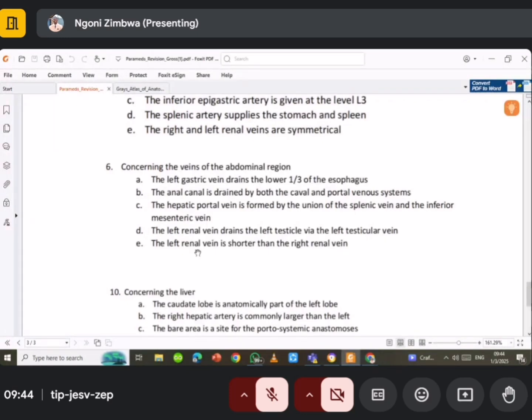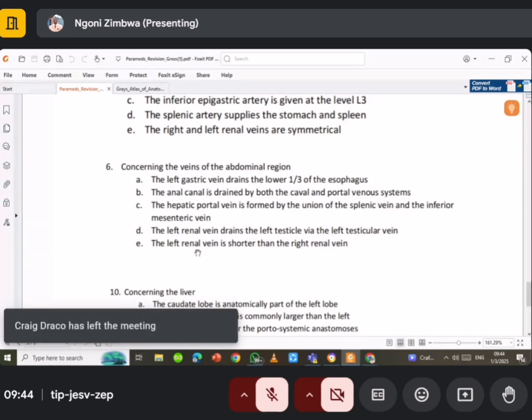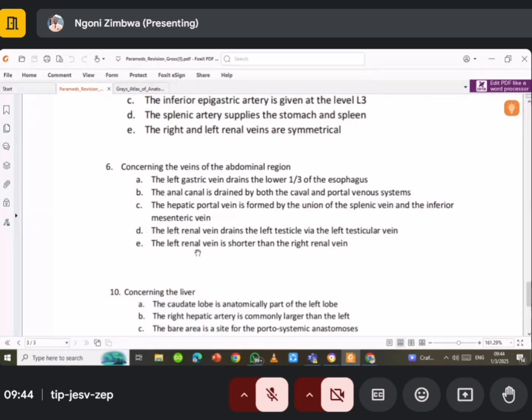So that's where you can actually have testicular varicosities, where you have dilatation of the pampiniform venous plexus, especially if there is cancer of the left kidney, right? So that's another point to take note. E, the left renal vein is shorter than the right renal vein. We spoke of this, right? The left renal vein is actually longer than the right renal vein.